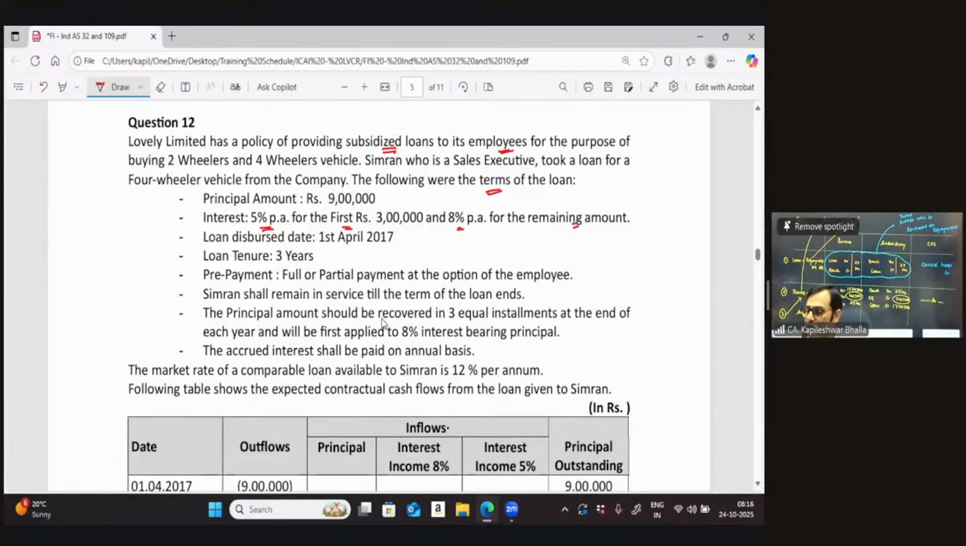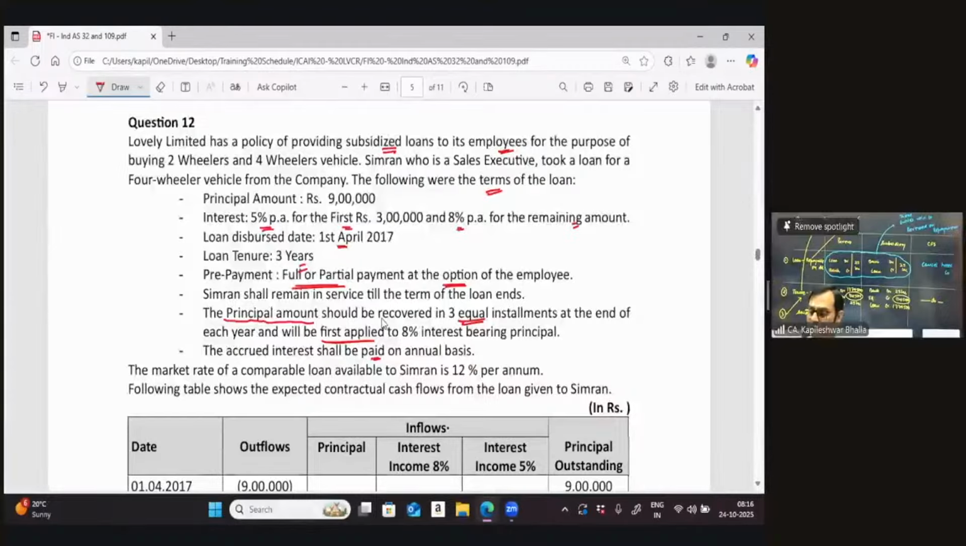The loan is disbursed on 1st April 17 with a tenure of 3 years, and there is a prepayment, either in full or partial, at the option of the employee. Simran shall remain in service till the end of the loan. The principal amount should be recovered in 3 equal installments at the end of each year and will be first applied towards the 8% bearing principal. So when repaying, assume the repayment is first done towards the portion where the interest rate is higher. The accrued interest is paid on an annual basis.